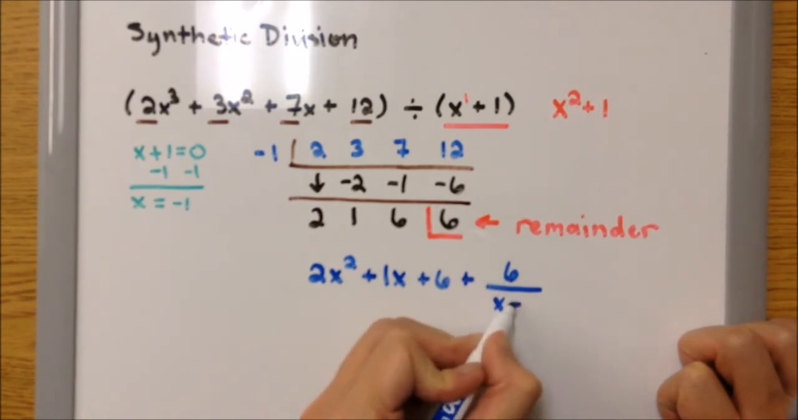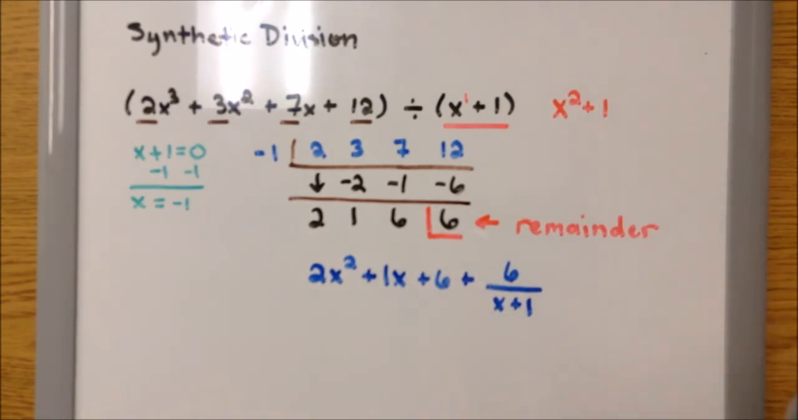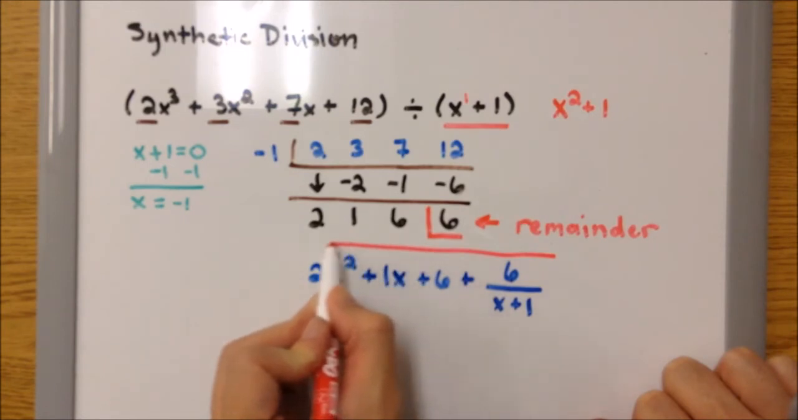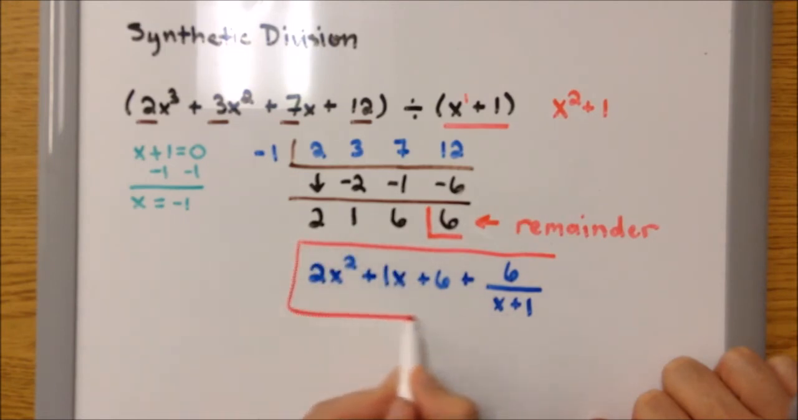So x plus 1. So, when we're dividing with this problem, our answer was 2x squared plus 1x plus 6 plus 6 over x plus 1. So that's our answer. So this is how you do synthetic division.